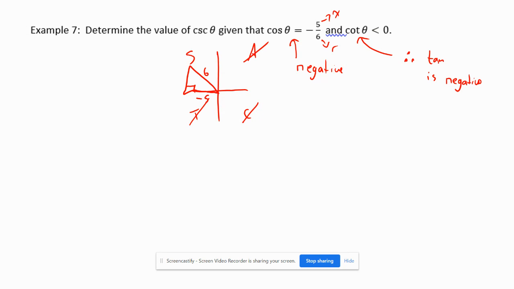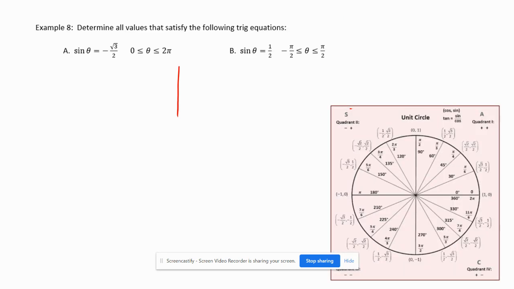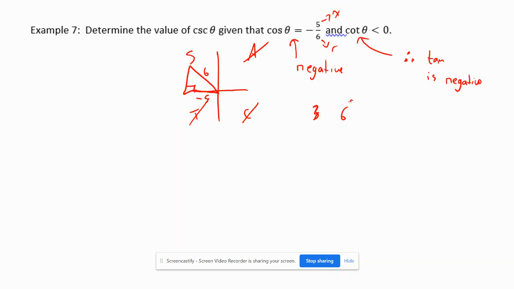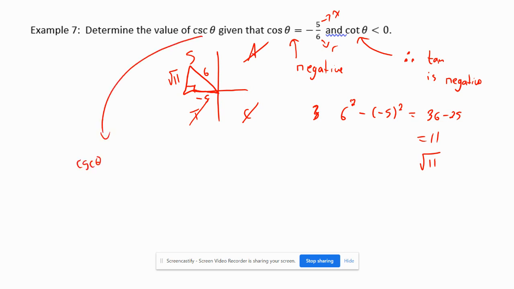And I'm just going to do a bit of Pythagoras. I'm going to go 6 squared minus negative 5 squared, which is 36 minus 25, which is 11. The square root of 11, so normally it would be plus or minus root 11, but in this quadrant sine, or my y value here, is going to be positive, so it has to be a positive square root of 11.